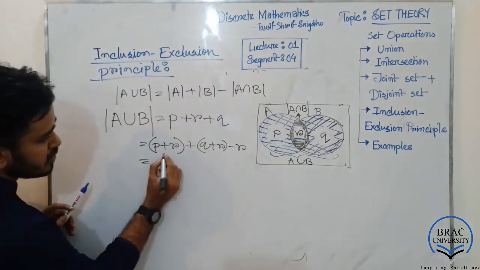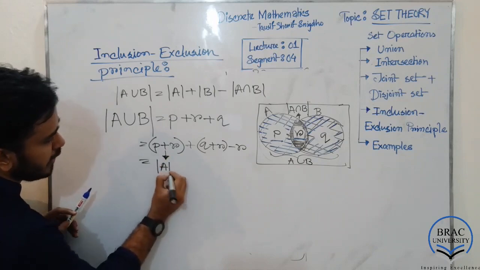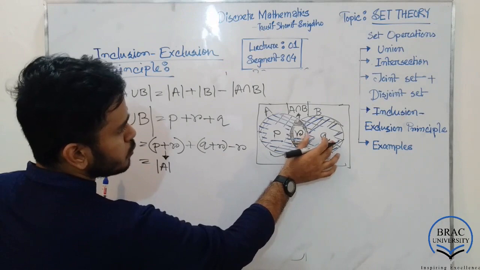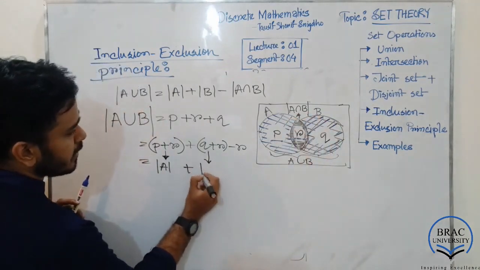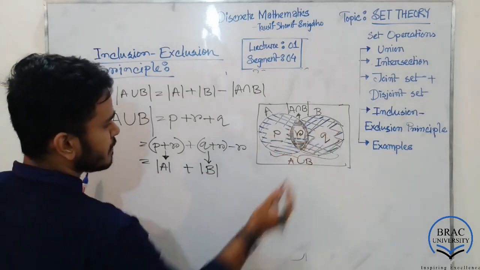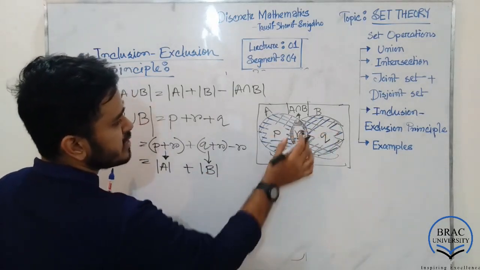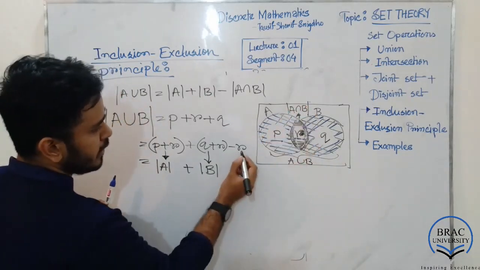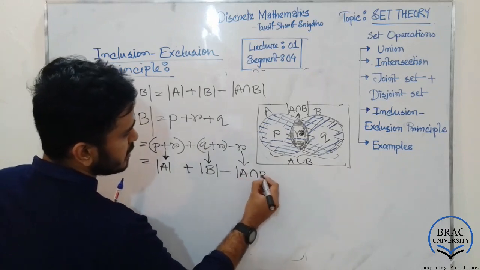So here we got P plus R, so this will be equal to the cardinality of A. Similarly, Q plus R will be equal to the cardinality of set B, right? And this R was assumed to be the cardinality of A intersection B. So here R is the cardinality of A intersection B.